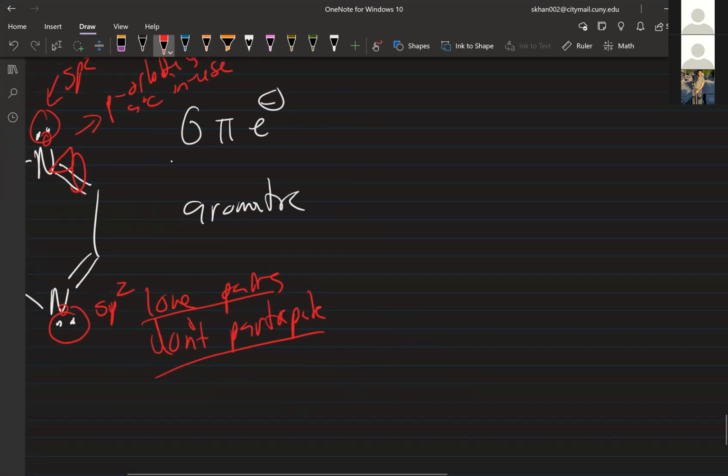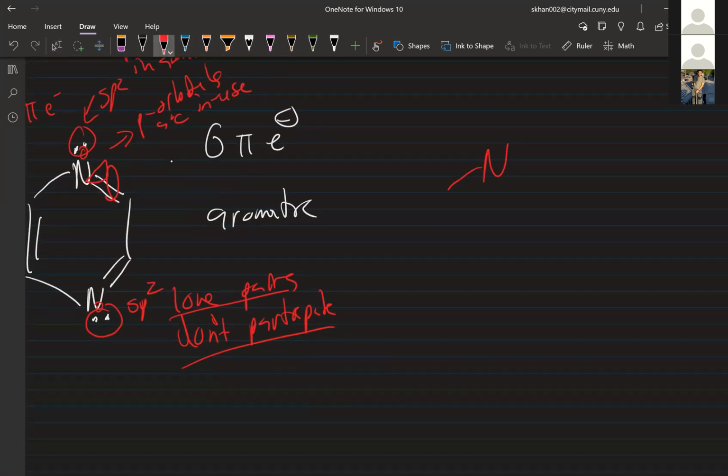So what do you mean? If one of them is sp3, then it would have to have a single bond. So it would look something like this.